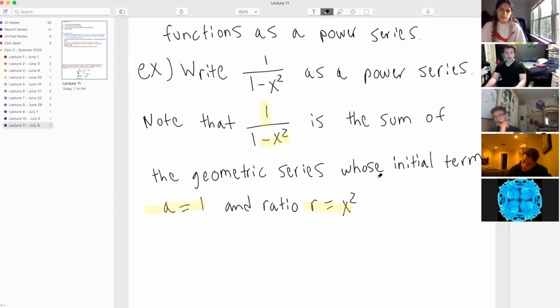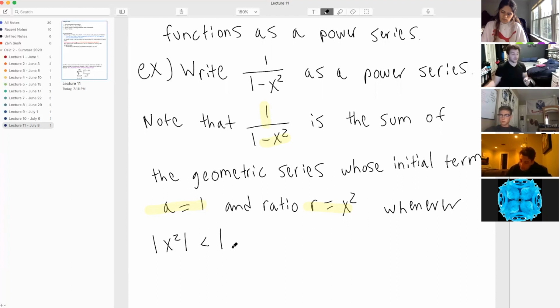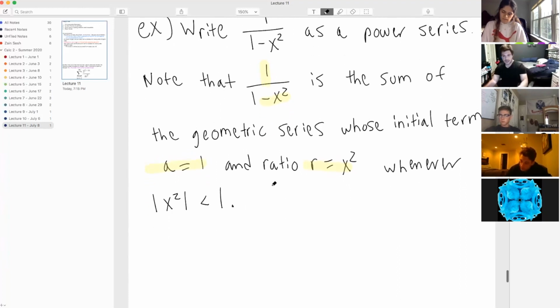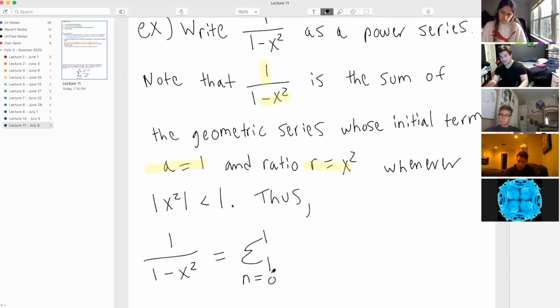Right, so just recall, this is only the sum of the geometric series whenever the absolute value of x squared is less than 1. Okay, so what I've written here only works if that ratio is less than 1. So thus, let's just put it all together. 1 over 1 minus x squared will equal the infinite sum from n equals 0 to infinity of that ratio to the nth power.